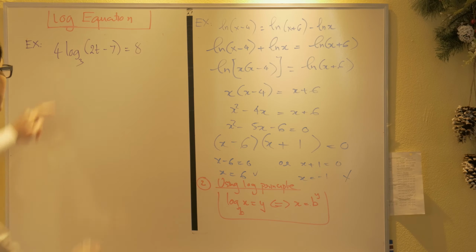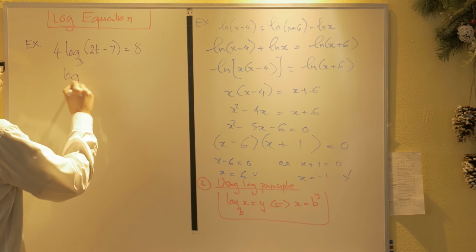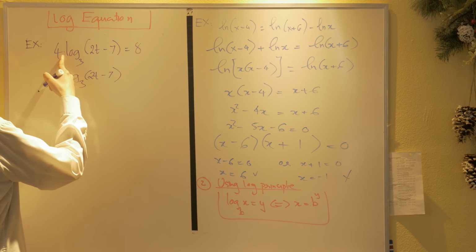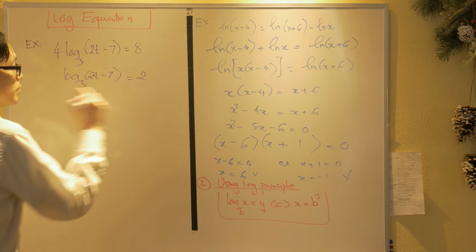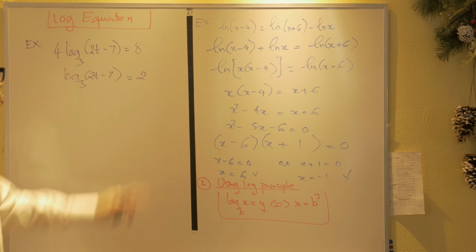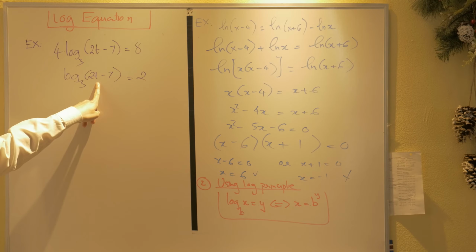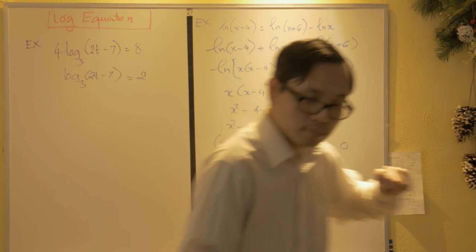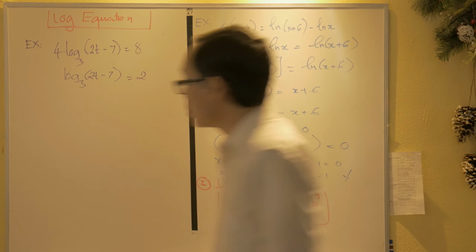So this is 4 times. In order to get rid of number 4, what do we do? This is multiplication, so in order to get rid of multiplication, divide by 4 and divide by 4 too. And now what? The y value is not 8 anymore. The y value is 2 now. The base is 3, the argument is 2t minus 7. The question is, is it in this form yet? Yes, it's in this form.